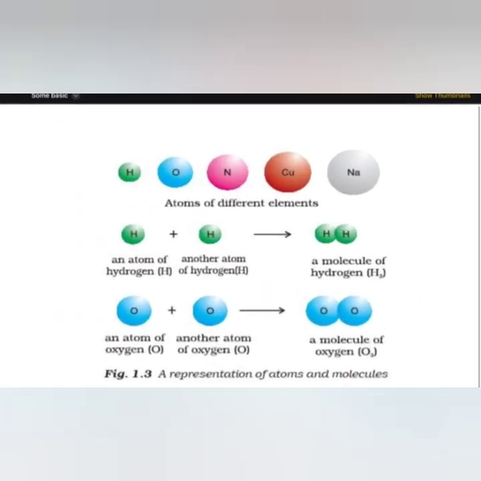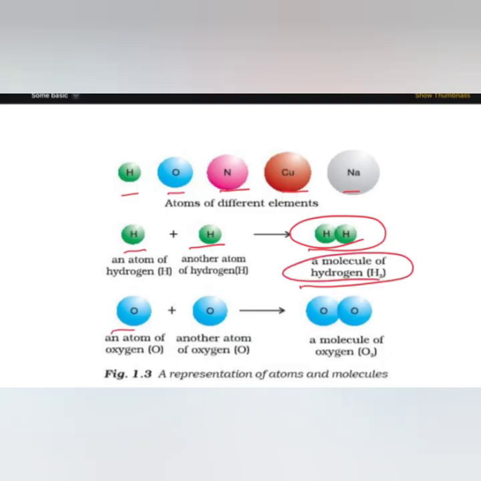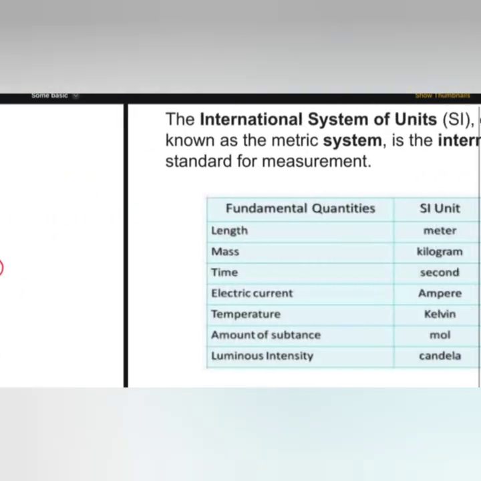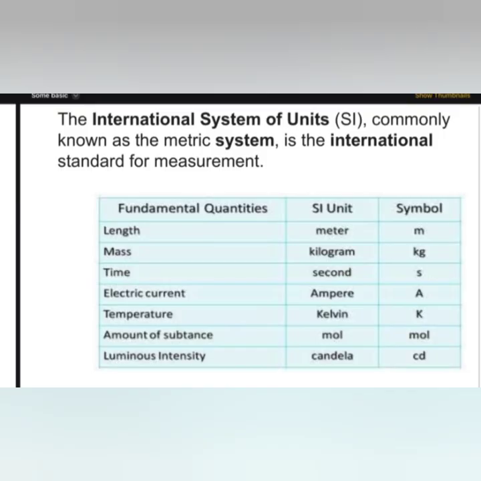That is the atom of different elements: hydrogen, oxygen, nitrogen, copper, sodium. Here two atoms mix with each other and form a molecule. This is a hydrogen molecule, and similarly, atoms of two oxygens mix with each other, form a bond, and form a molecule of oxygen, that is O2. Okay, so next, SI units.